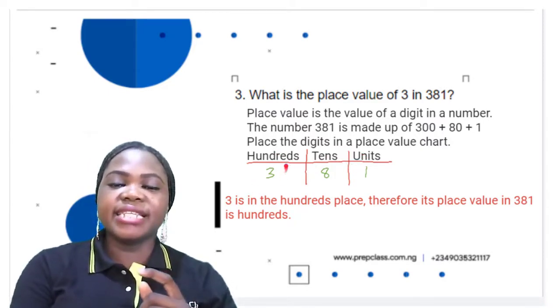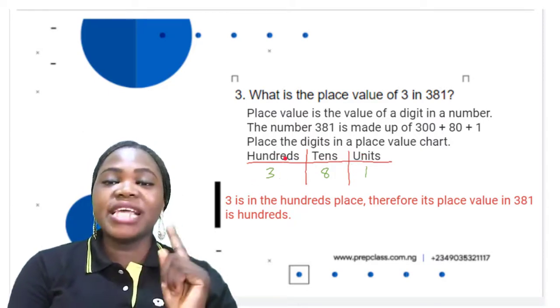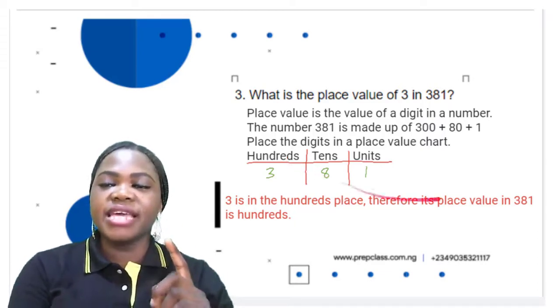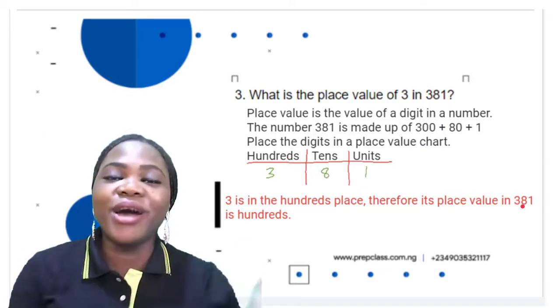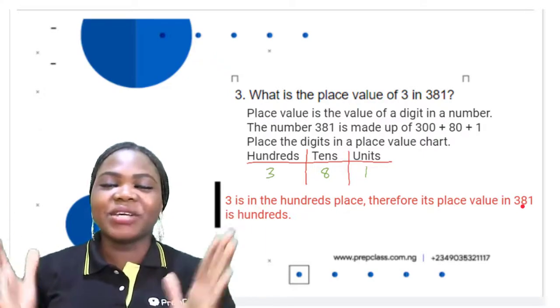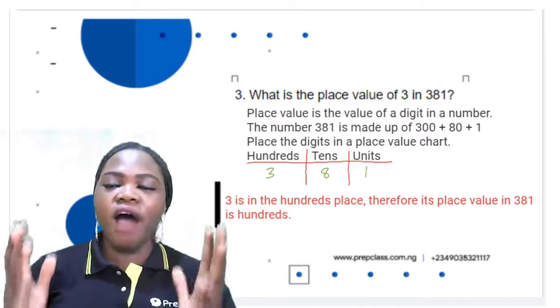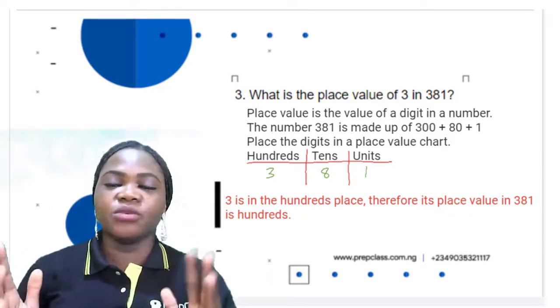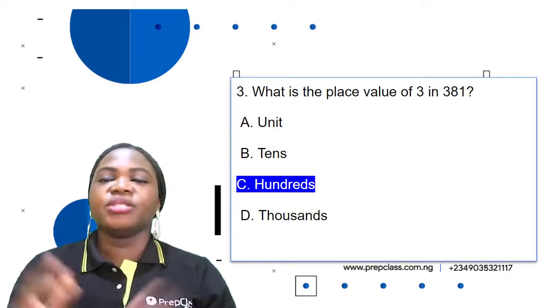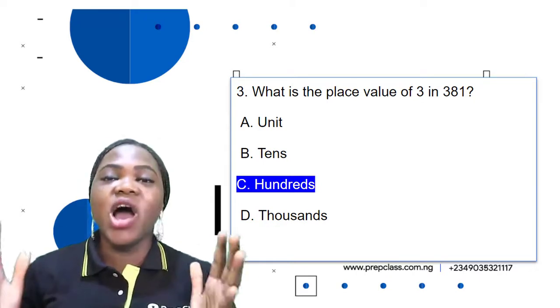So 3 is in the hundreds place, right? So this means that its place value in 381 is 100. So that is the correct answer, 100. The place value of 3 in 381 is 100. So the correct option is C, 100.